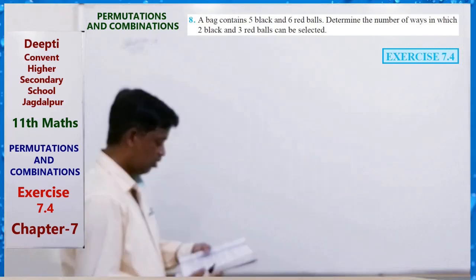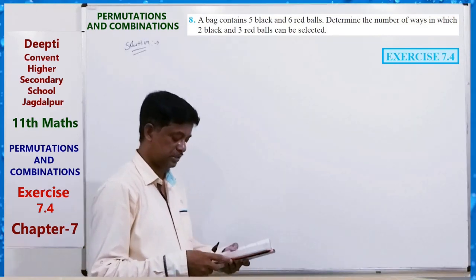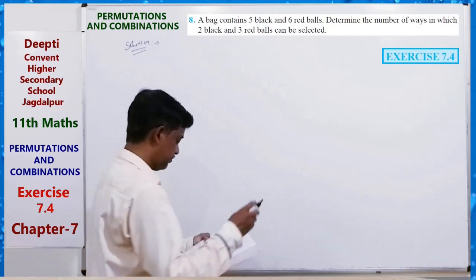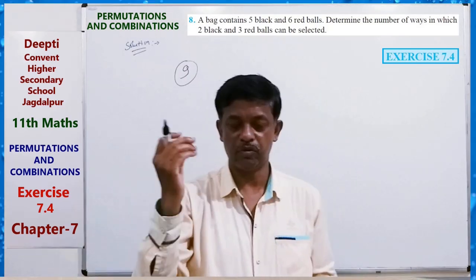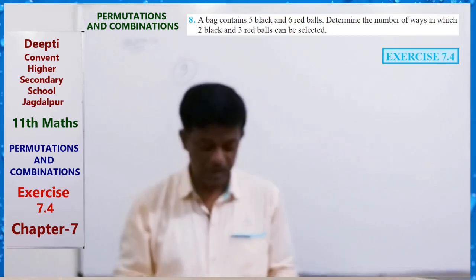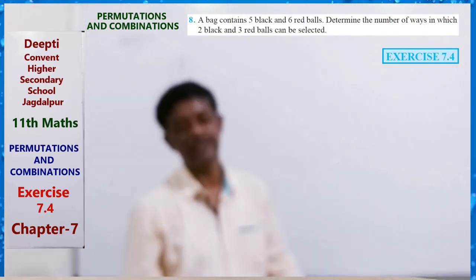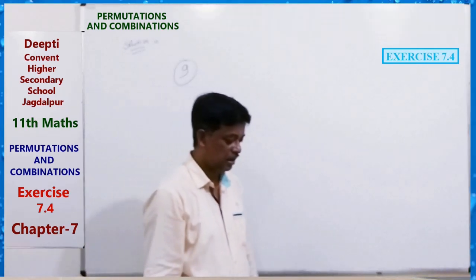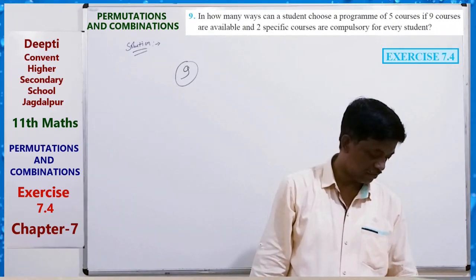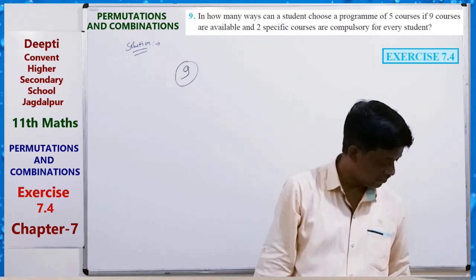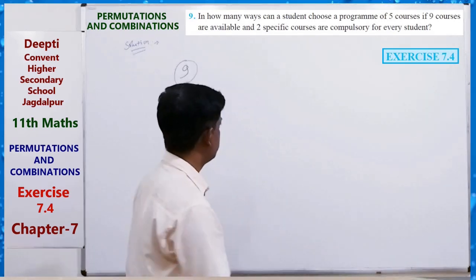Question 9: in how many ways can a student choose a program of 5 courses if 9 courses are available and 2 specific courses are compulsory for every student? Very simple question. A student wants to select 5 courses. So 2 are compulsory, so the remaining 3 you have to select from the remaining 7.